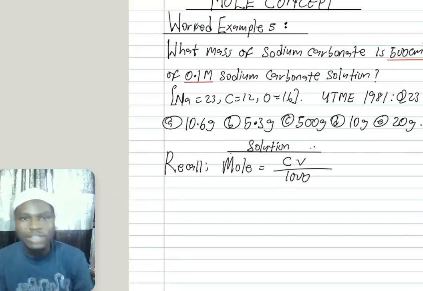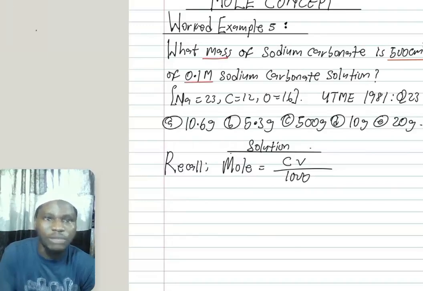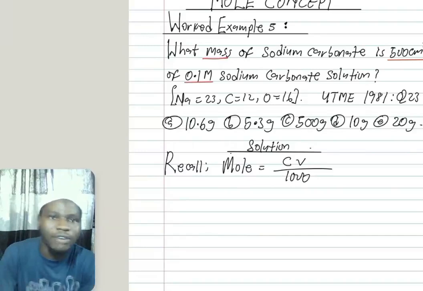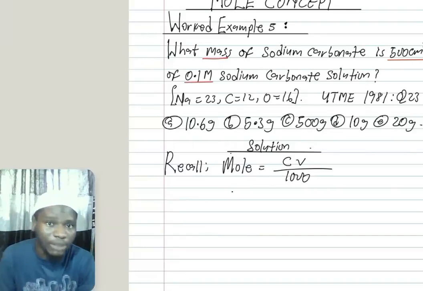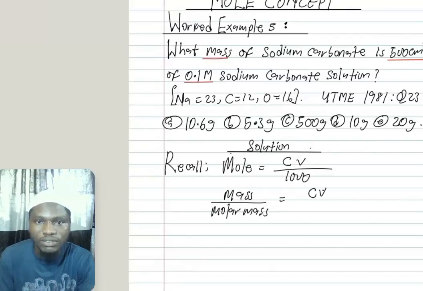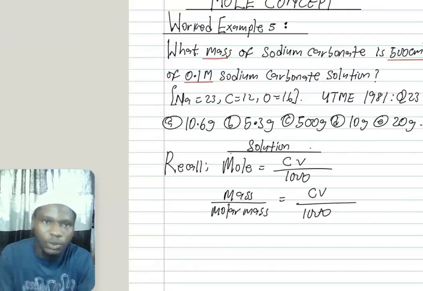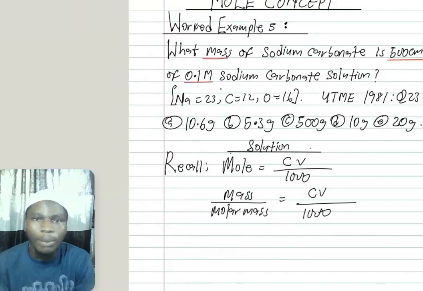Good. Now, because mass is being mentioned in this question, remember the formula for mole that has to do with mass: mole equals mass over molar mass. So I'm now going to replace this mole with mass over molar mass equals CV over 1000. I'm using this formula because we are asked to calculate mass, and this is the formula for number of mole that has mass inside. So this is the formula we are using to solve this question.